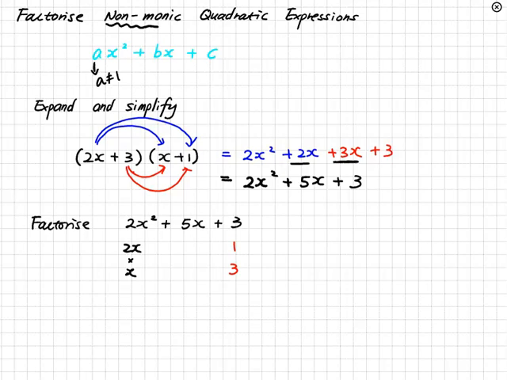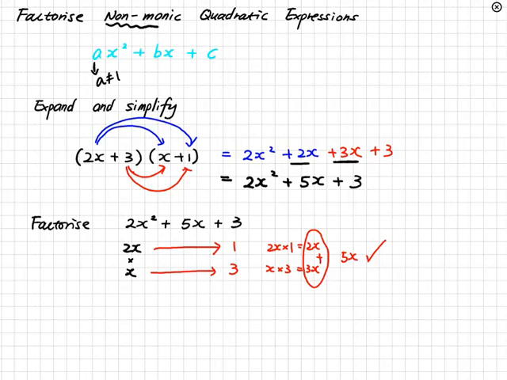Now the next tricky part is you need to figure out how we can get to this 5x. Firstly, you can try this way. You do 2x times 1, so 2x times 1 is 2x, and then you do x times 3. That will give me 3x. Then you ask yourself, do these two add up to 5x? The answer is yes. Good. So we got all the numbers and the terms that we need.